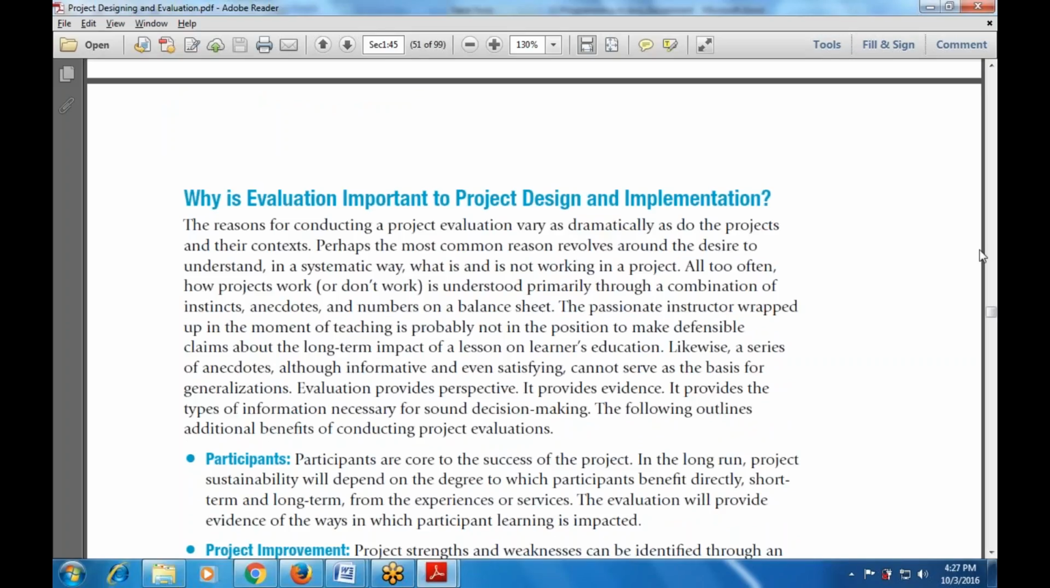And all too often, how a project works or doesn't work also depends on the project task. It is primarily judged through a combination of instincts, hunches and the numbers on a balance sheet. The passionate instructor, wrapped up in the moment of teaching, is probably not in a position to make defensible assumptions or claims about the long-term impact of the lesson on the learner's education.